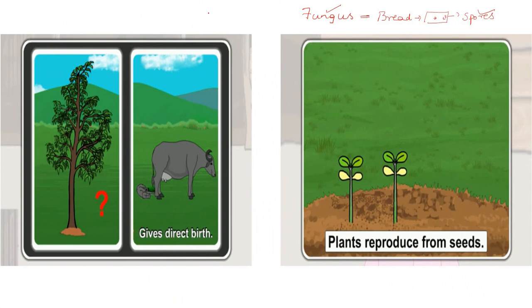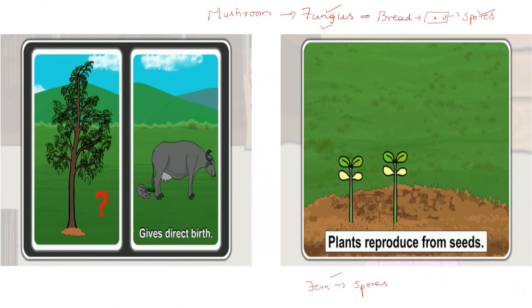Mushroom. Have you ever seen a mushroom? Yes, mushroom is a fungus. What is mushroom? Mushroom is a fungus. Some fungus and some ferns. I hope you see a fern plant. Otherwise, I will show you in class. Ferns reproduce by spores. So which are the living beings that reproduce through spores? Fungus and fern. Is it clear, children?